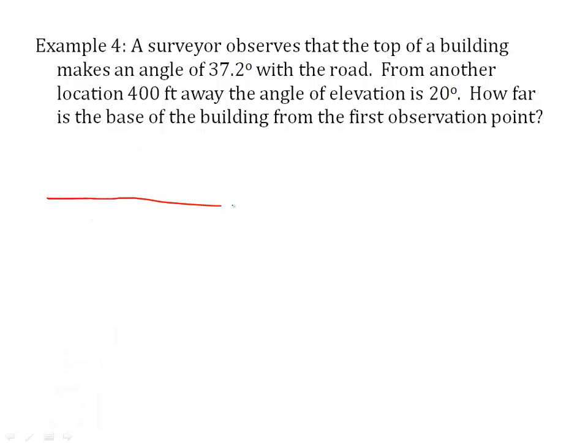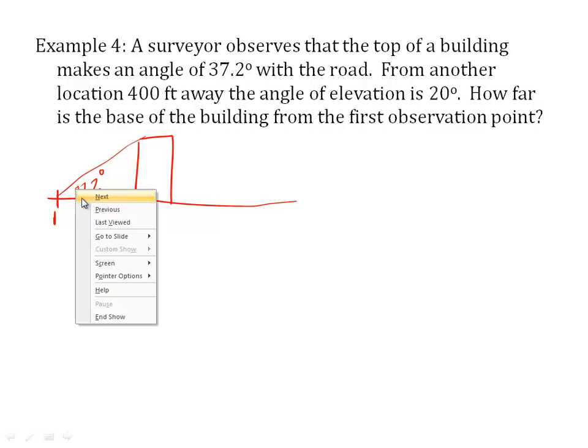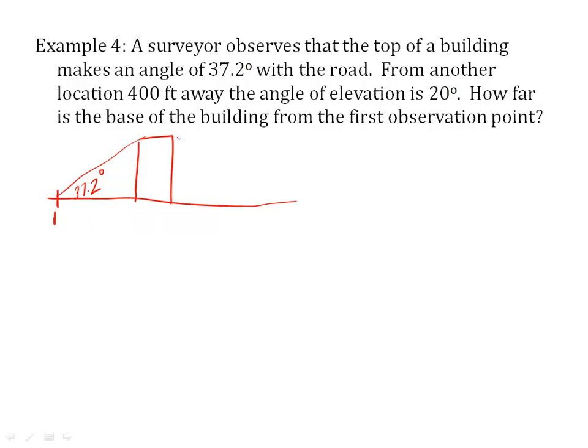So let's just think, here's the ground, and here's observation point 1. And there's a building here, okay? Some strange building. And observation point 1 is looking at the top. That is 37.2 degrees angle of elevation. From another point that's 400 feet away, so this is 400 feet away, it says this angle of elevation is only 20 degrees.